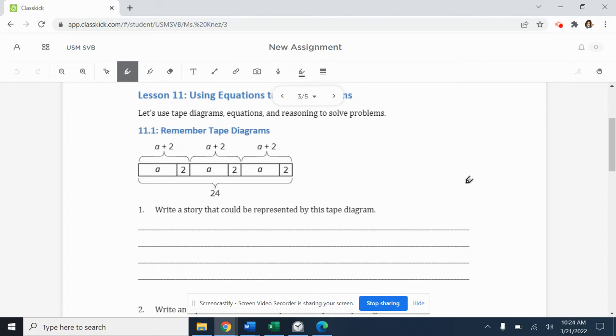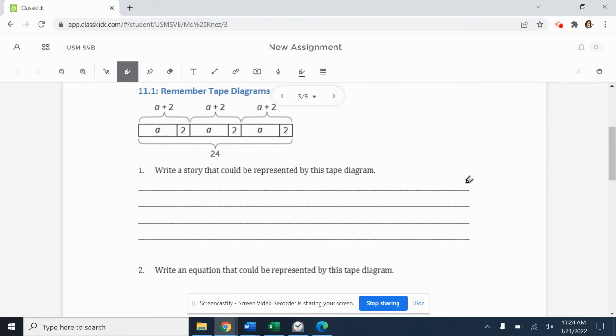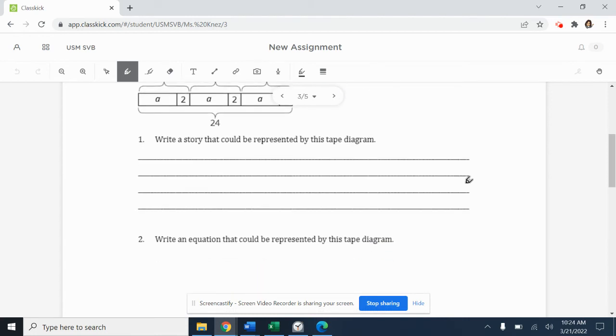On slide 3, you'll see a tape diagram that represents an equation. Your instructions are to write a story that could be represented by the tape diagram. So a real-world situation that this tape diagram could represent. Once you write your real-world story, I want you to write an equation that could be represented by the diagram as well. Go ahead and pause this video and take a few minutes to try slide 3.